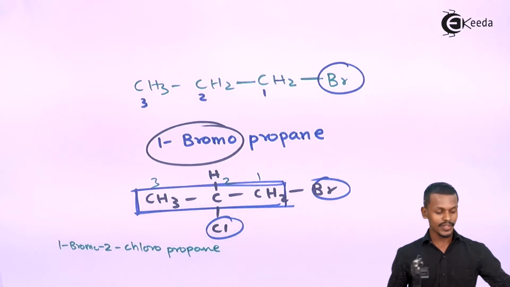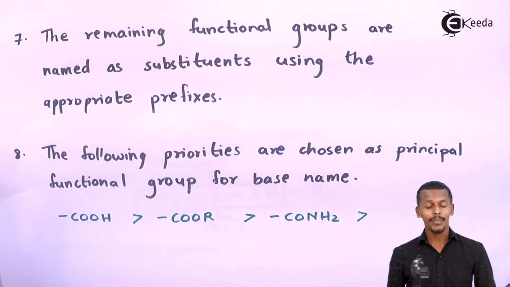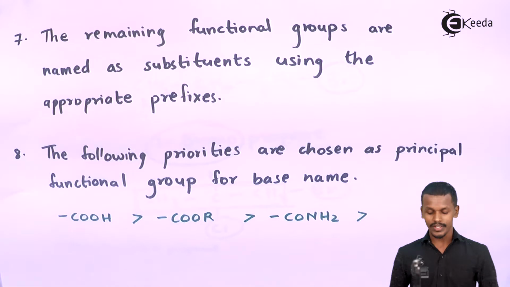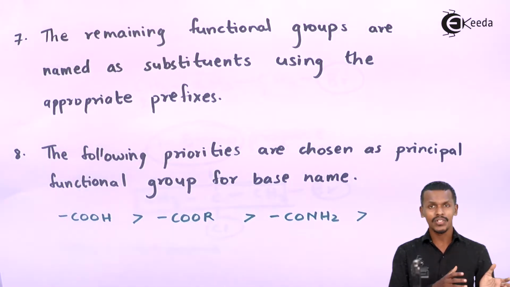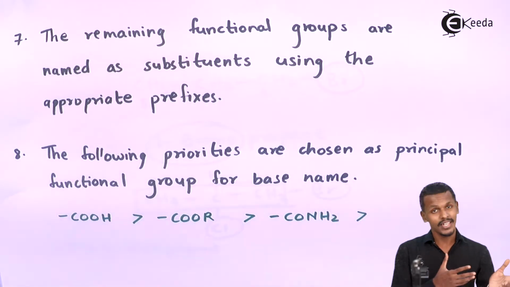So that is what we have mentioned over here, and let us start with the next one, point number 8. In this case, what we are studying is that the following priorities are chosen as the principal functional group for the base name. In the previous example that we studied, both the functional groups belonged to the halogens, but they can be different also.